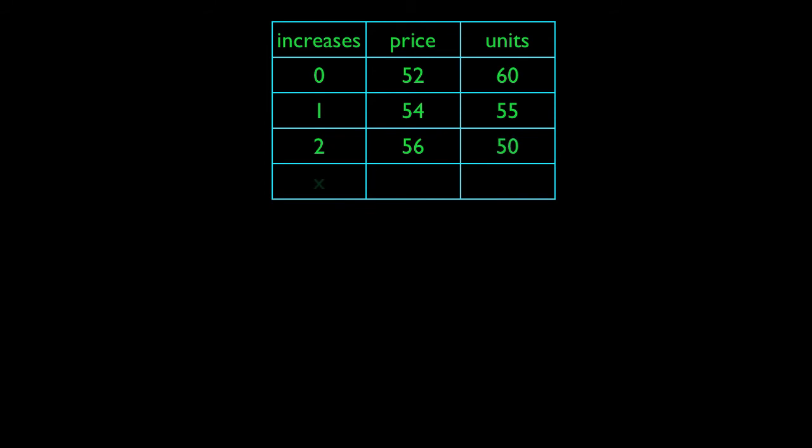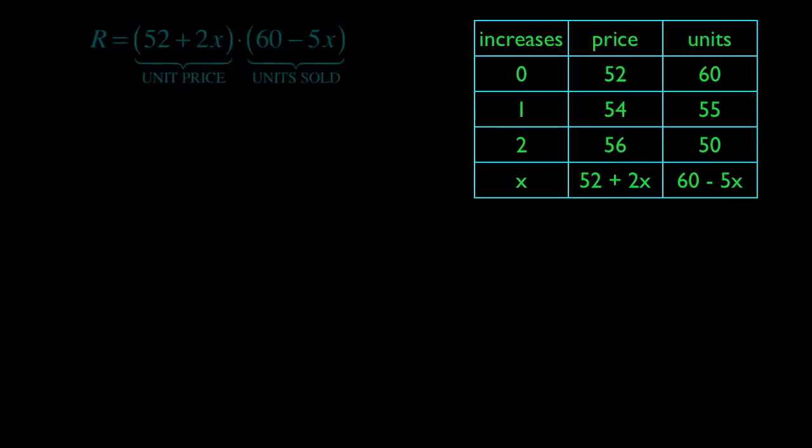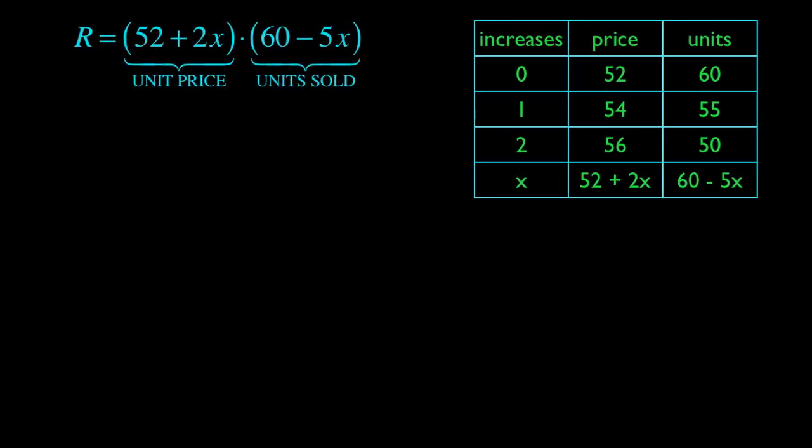What I'm trying to establish is what happens if I just make the price increases X? Well, when you look at the pattern, every time I increase by 1 unit, my price goes up by $2. So starting from $52, I would have a price of $52 plus 2 times whatever that X is, whatever the number of price increases are. And similarly, the units drop by 5 for each price increase I make. So starting at 60, they would drop by 5 times X. So now to calculate revenue, revenue is just unit price times units sold. So if I take my 52 plus 2X multiplied by my 60 minus 5X, I will get my revenue.